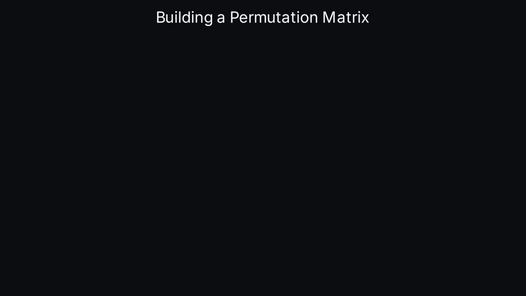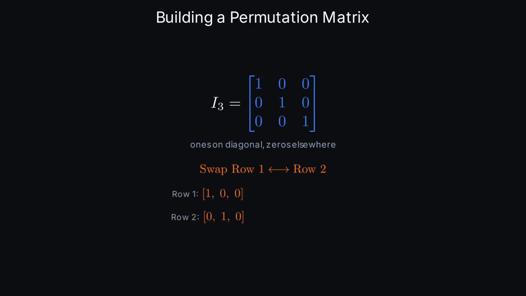A permutation matrix starts as the identity. Here is the 3 by 3 identity matrix. Ones on the diagonal, zeros everywhere else. Now let's rearrange its rows. We swap rows 1 and 2. Row 1, which was 1, 0, 0, slides down, and row 2, which was 0, 1, 0, slides up.